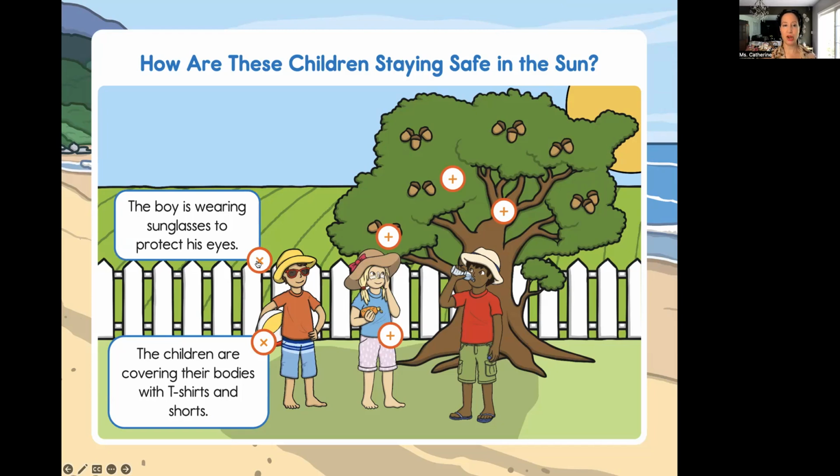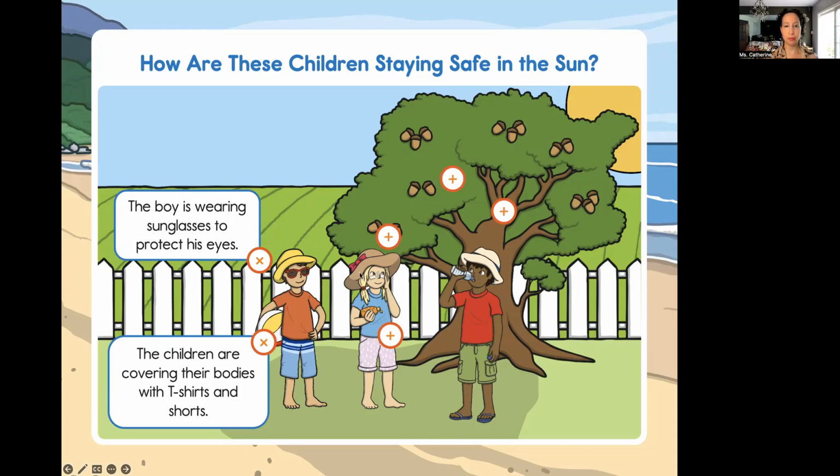The boy is wearing sunglasses to protect his eyes from the sun. Do you wear sunglasses to protect your eyes in the sun? If not, what do you wear? Put it down in the comments.